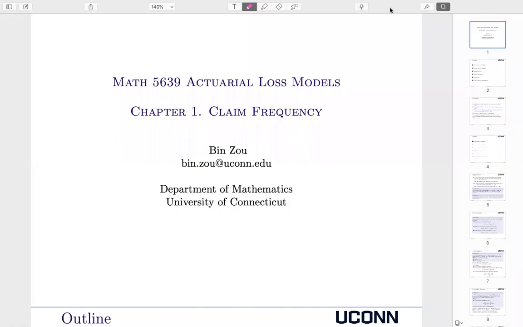Hello, with a little bit of preparation from the probability exercise from last week, we officially start the first chapter. The first chapter is claim frequency. In other words, in the first chapter, we study the number of claims. So we study how to model the number of claims.